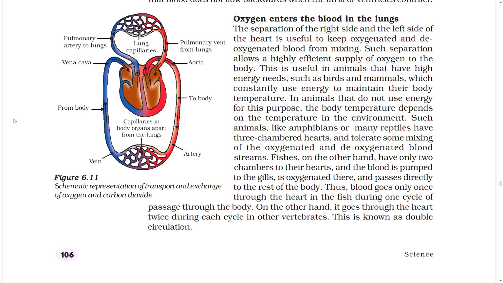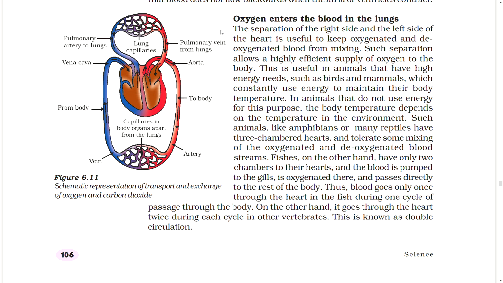Figure: schematic representation of transport and exchange of oxygen and carbon dioxide. Lung capillaries, pulmonary artery to lungs, pulmonary vein from lungs, vena cava, aorta, to body, from body, vein, artery, capillaries in body organs apart from the lungs.